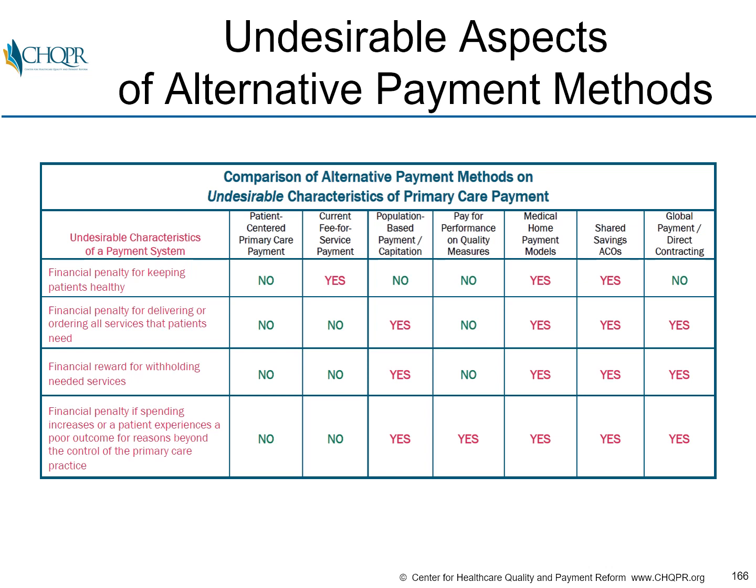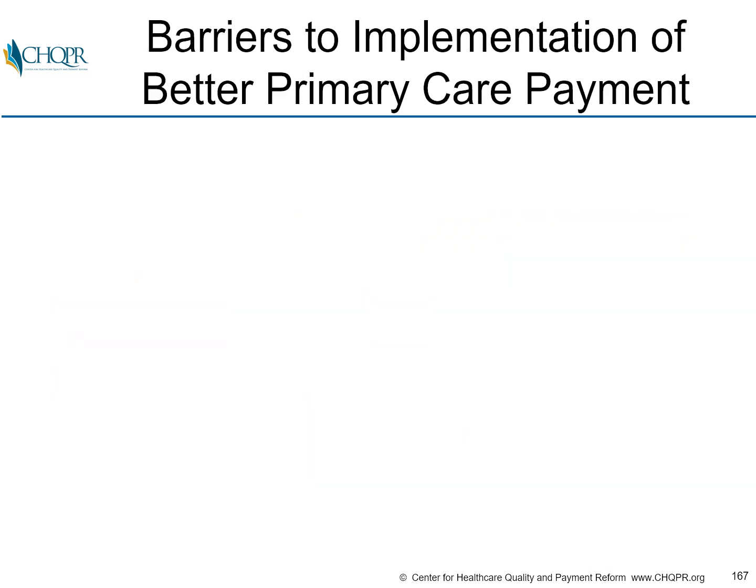There is no financial penalty for delivering or ordering all services the patient needs. There is no financial reward for withholding necessary services. And there is no financial penalty if spending increases or a patient experiences a poor outcome for reasons beyond the control of the primary care practice. It is clear that we need a better way to pay primary care practices, and patient-centered primary care payment is superior to all of the alternatives.